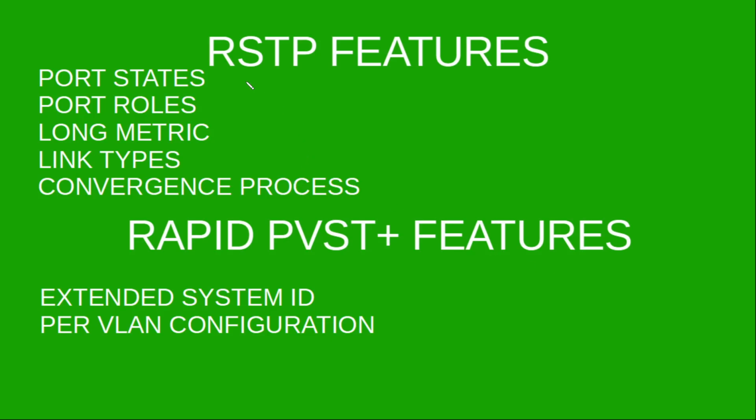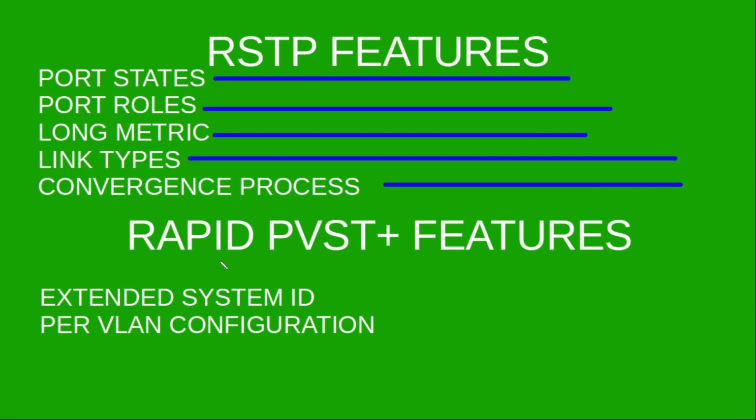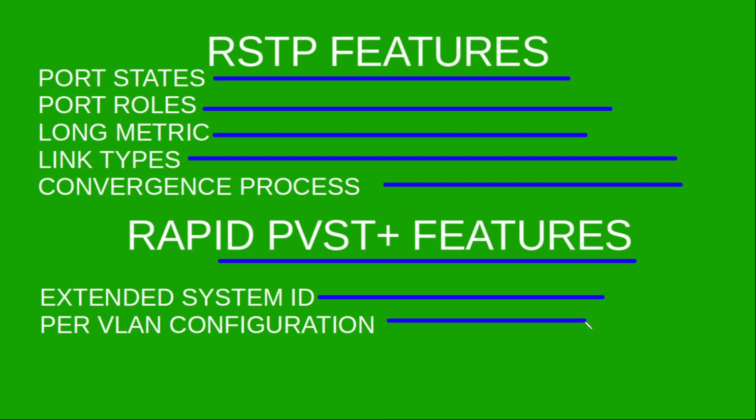And that's it. These are the rapid spanning tree features that we saw: port states, port roles, long and short metric type, link types, the convergence process. And regarding per VLAN spanning tree plus, we saw what is the extended system ID and how to configure and verify rapid per VLAN spanning tree protocol.